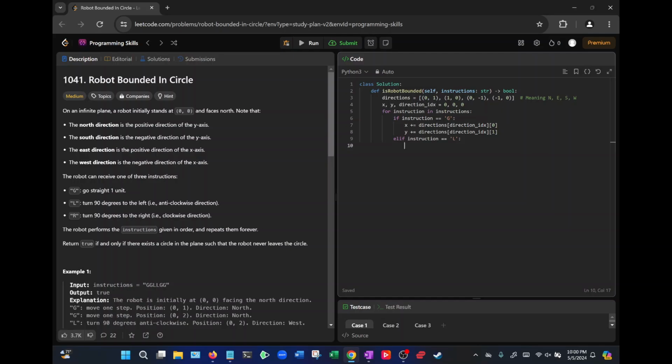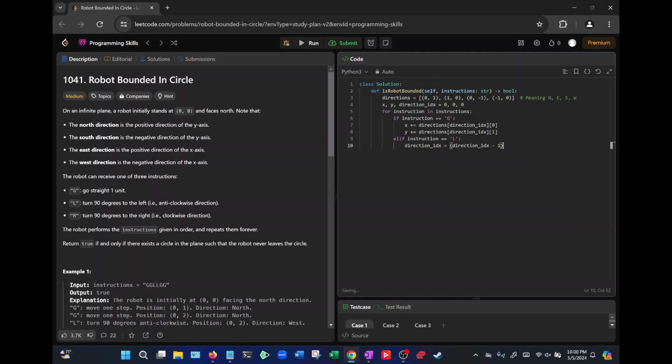So if you're facing west and you turn left, then you're facing south. If you're facing south, you turn left, you're east. East, left, north. North, you turn left, you're facing west. So you go back one. So we have to update the direction index, and we just take the direction index and subtract 1.